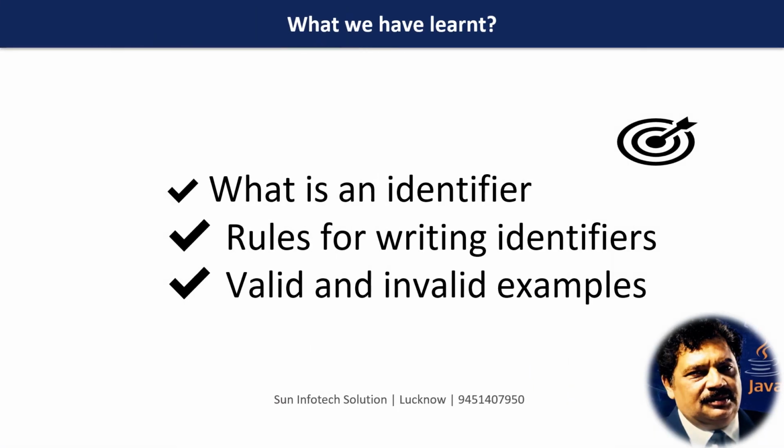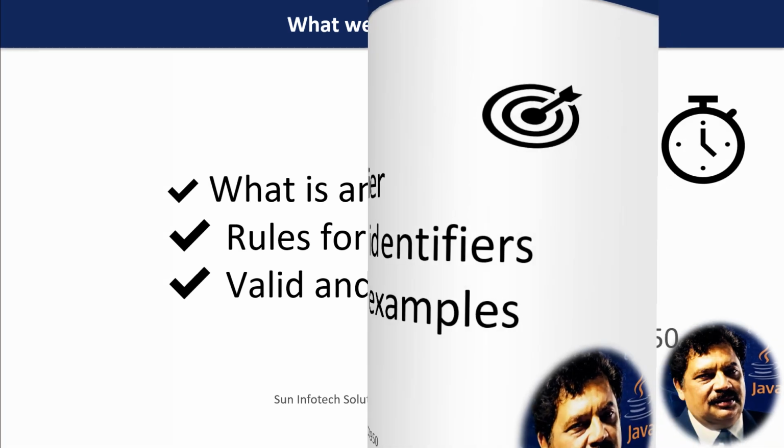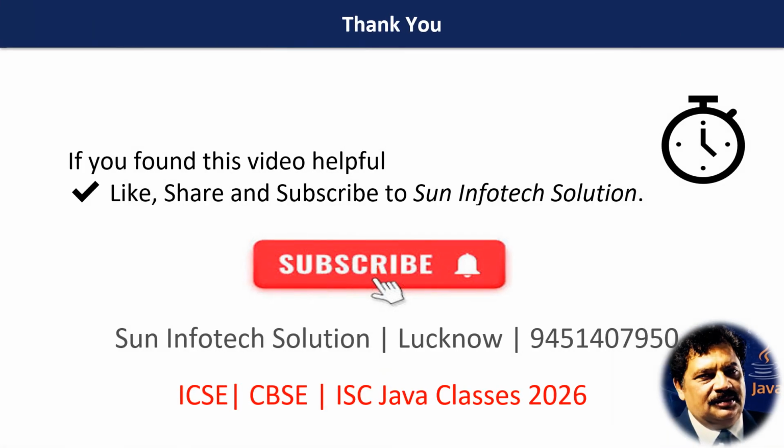So in this lecture, we have covered what is an identifier, rules for writing identifiers, and some examples of valid and invalid identifiers. So this is all about today's session.